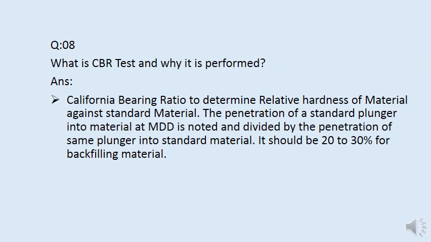So for finding the California bearing ratio, what we do, first we compact the sample up to 95% of maximum dry density, and then we note the penetration of the standard plunger with a standard load in the standard time. So this is very important, and it is essential for the road structure and also for the building. Next.